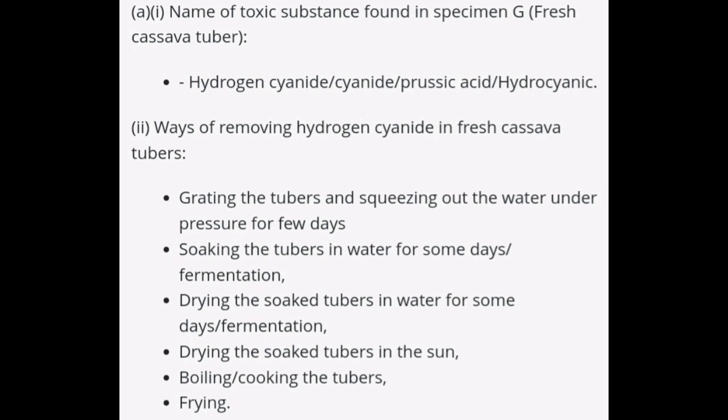Either by grating the tubers and squeezing out the water under pressure for a few days, which is what they do in making flour, gari, and all that. Or you soak the tubers in water for some days for it to ferment. That's what is used in making fufu and all that. Or drying the soaked tubers in the sun, and also boiling or cooking the tubers, like in tapioca cases, and also frying. This can remove the hydrogen cyanide that's in fresh cassava. So don't eat fresh cassava, because it contains hydrogen cyanide.